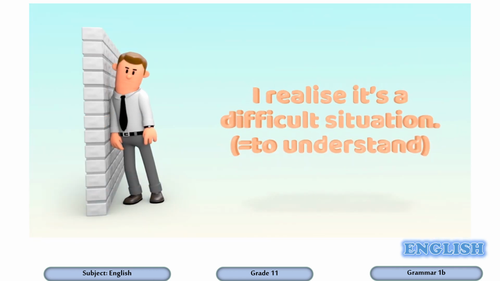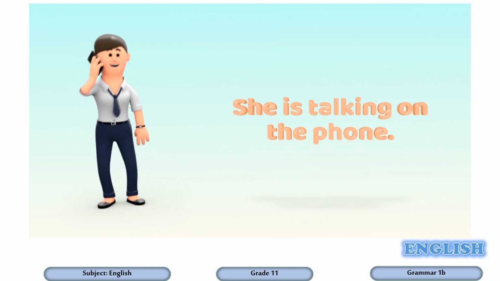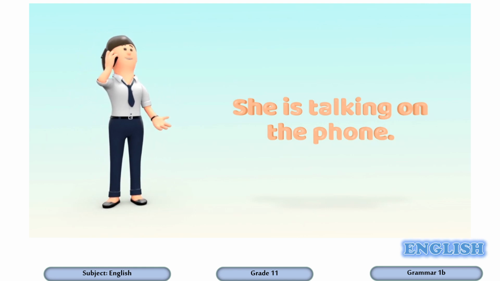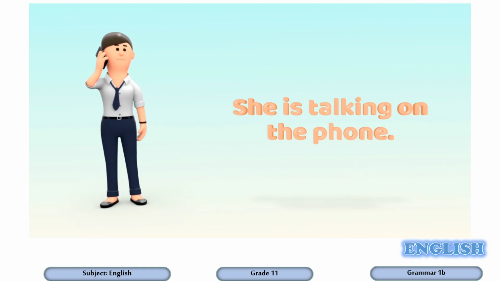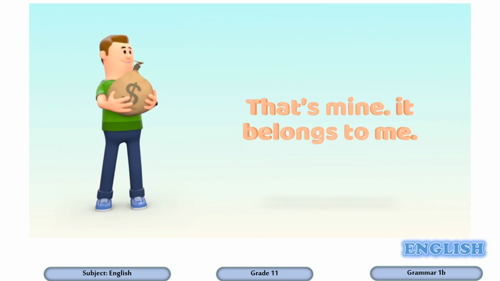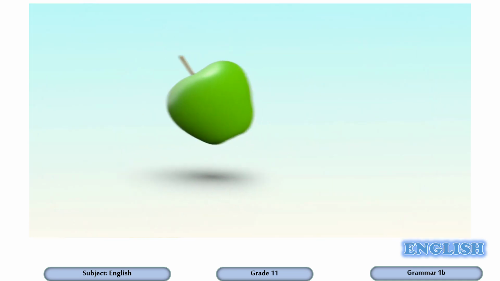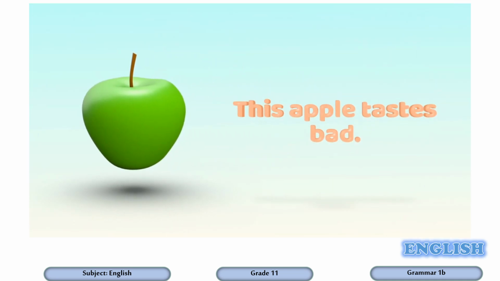I realize it's a difficult situation. The verb realize means to understand, which is not an action. It's a state. She is talking on the phone. The verb talking here refers to an action because she's really doing an action. That's mine. It belongs to me. The verb belong here refers to possessions, which is a state. This apple tastes bad. Taste here is a verb that refers to a certain taste or flavor. The verb here is a stative because we are talking about the state of the apple.